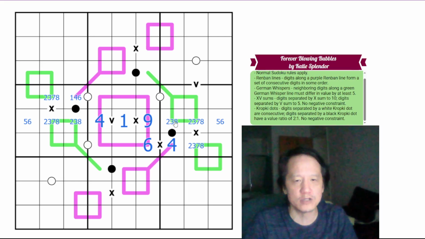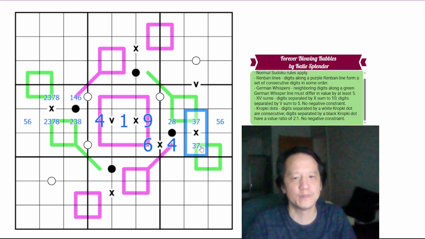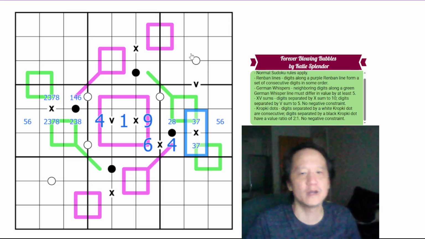4 can be in a 1 to 2 ratio with 2 or 8. So this must be 2 or 8. That eliminates 2 and 8 as a possibility for this X pairing, right? Because if this is 2 and 8, that eliminates all possibilities for this cell. So this must be 3 or 7 here. So this is a 3, 7 pair.